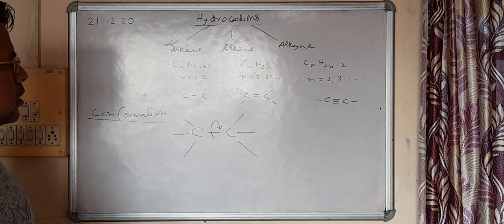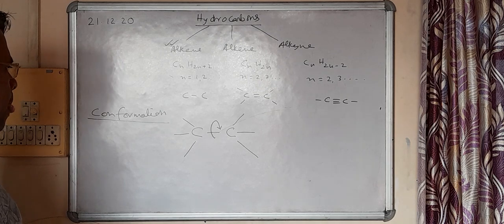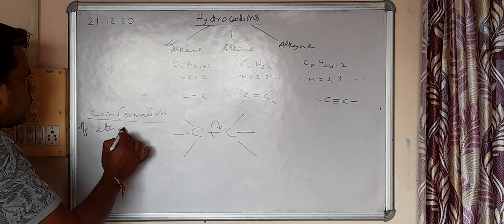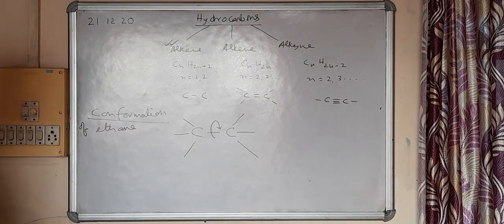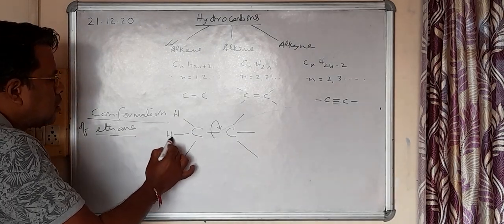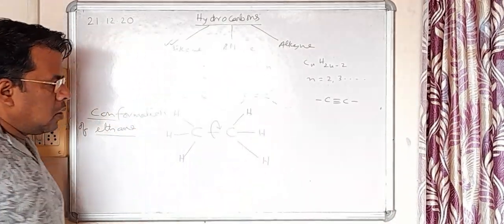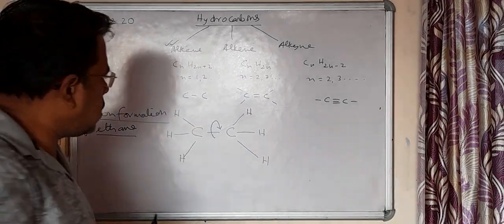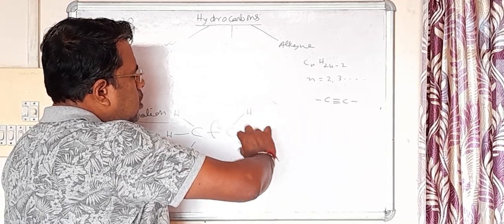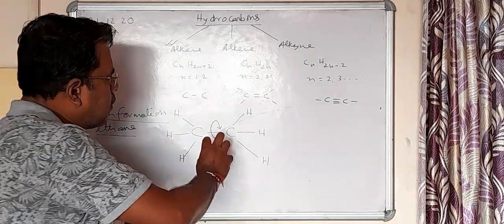Okay, so let us first see what are the different forms of ethane, conformation of ethane. Ethane formula is C2H6. So you see, as this sigma bond is rotating, the position of these three hydrogens in space will keep on changing, and we will get different forms.